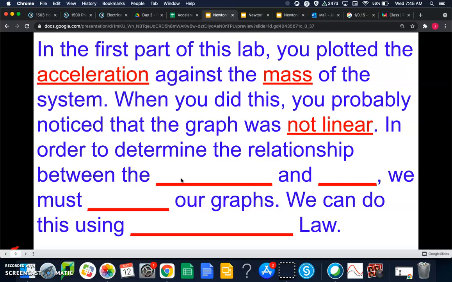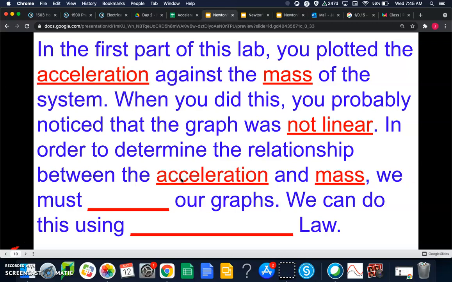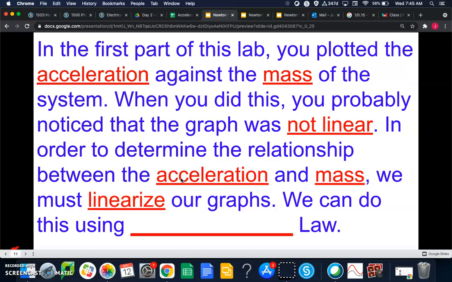determining the relationship. So in order to determine the relationship between the acceleration and mass, we must linearize our graphs. So what does that mean? That means make them so that the data plots in a straight line. And we can do this using Newton's second law. Okay, so let's jump into it.